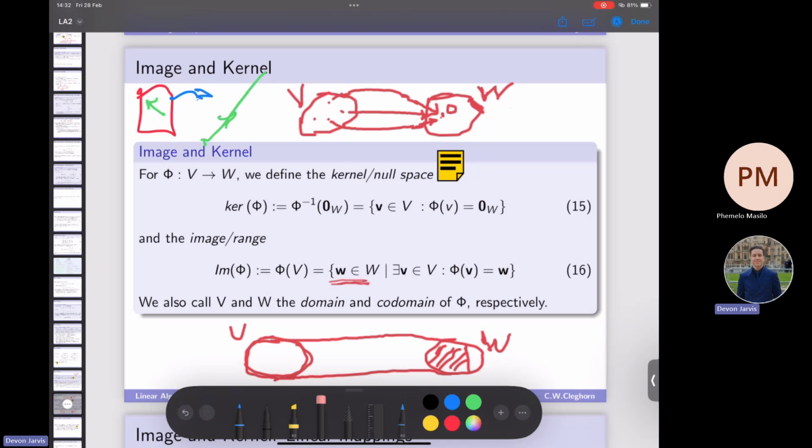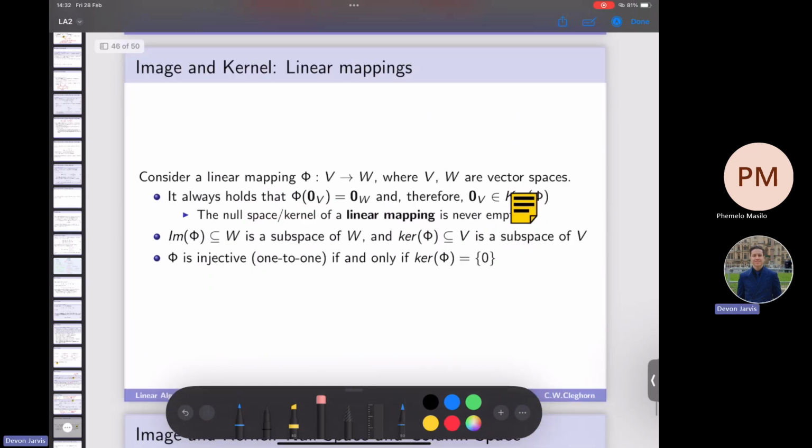Okay. Let's move forward. So consider a linear mapping phi where V and W are vector spaces. It then also holds that the 0 element of my original space will always map to the 0 element of my new space. Therefore, 0 in V is an element of the kernel of phi. Okay, so again, that was the point. There's always going to be at least one element in your kernel. The null space or kernel of a linear mapping is never empty. There will always be 0.